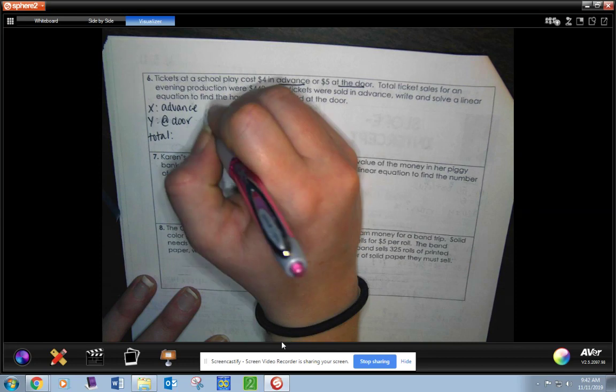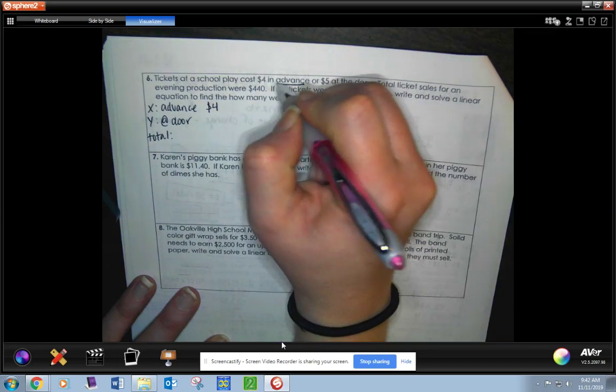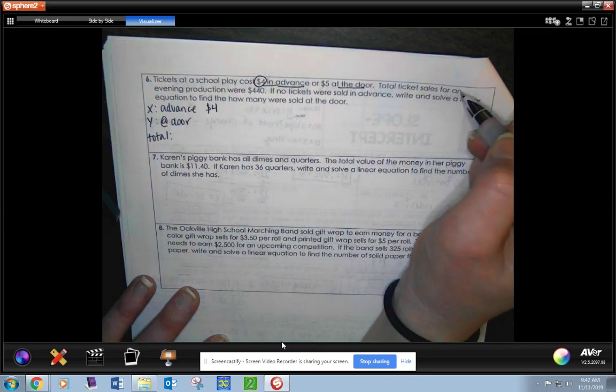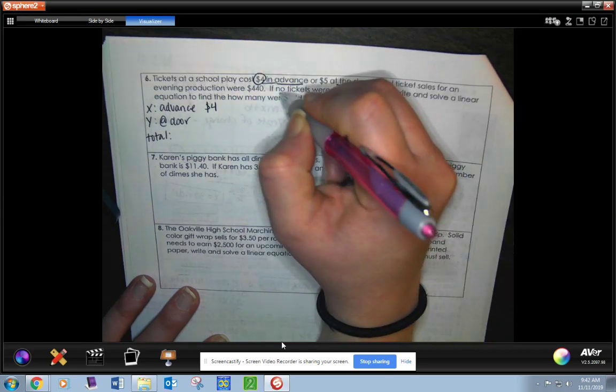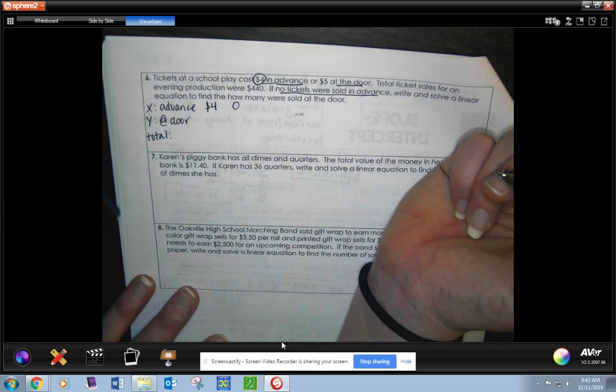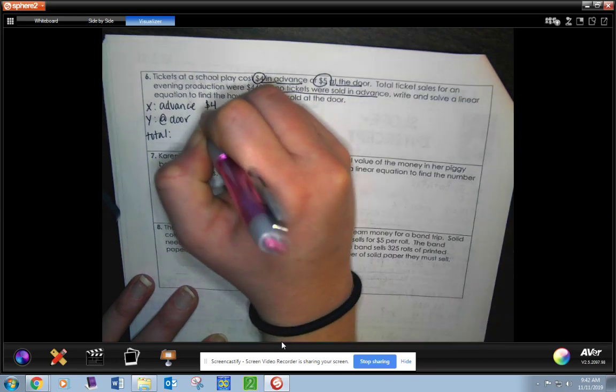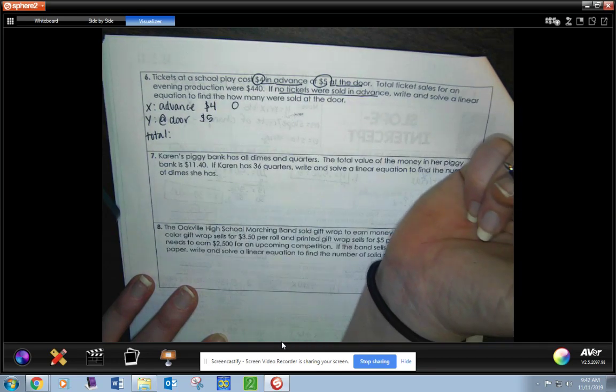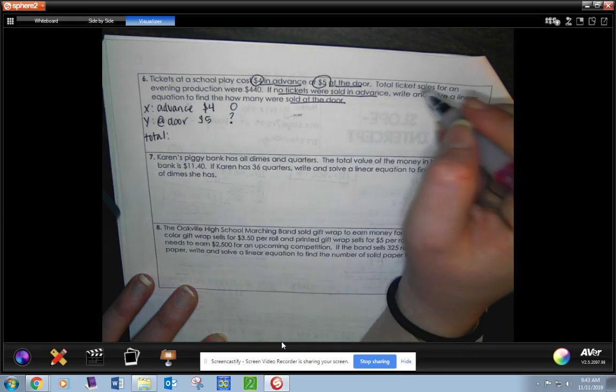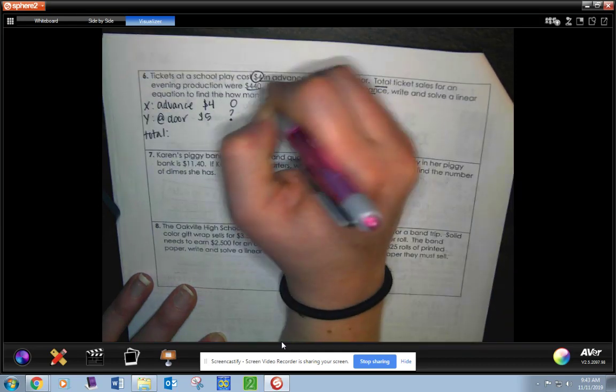Now I'm going to go through and find everything I can for advance. I know advanced tickets are $4 because they say advanced are $4. And it says that no tickets were sold in advance, so 0 tickets. Now I'm going to find everything I can about at the door. At the door tickets are $5. And I want to find how many were sold at the door. So this is my missing piece. I don't know it. And I know that the total ticket sales was $440.